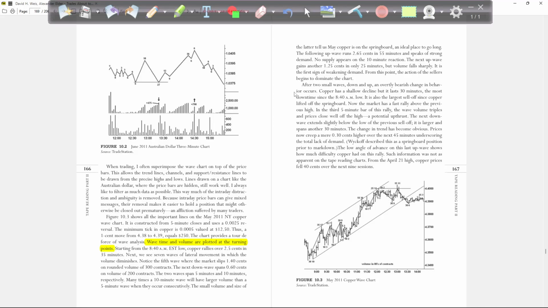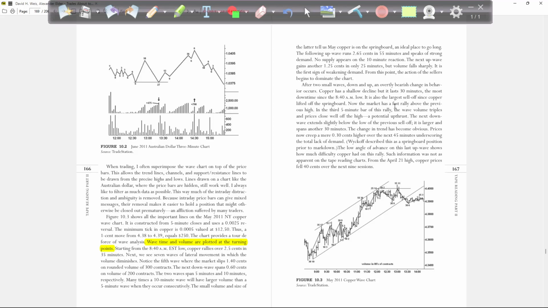Now, after two small waves, down and up, an overtly bearish change in behavior occurs. Copper has a shallow decline, but it lasts 30 minutes, the most down time since the 8:40 a.m. low. It is also the largest sell-off since copper lifted off the springboard.